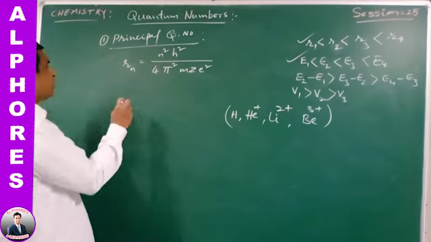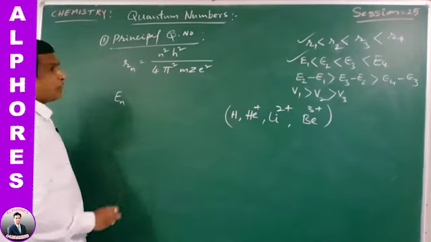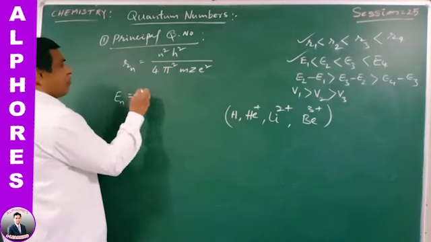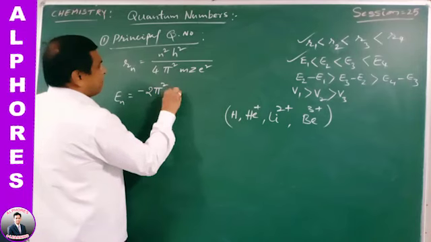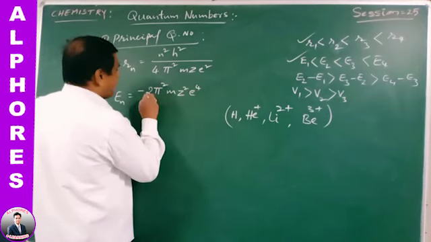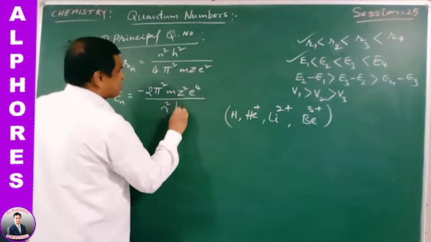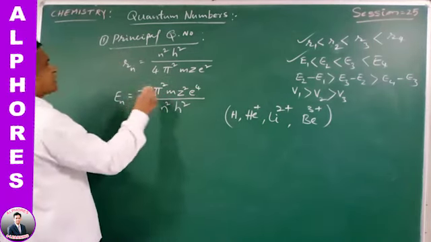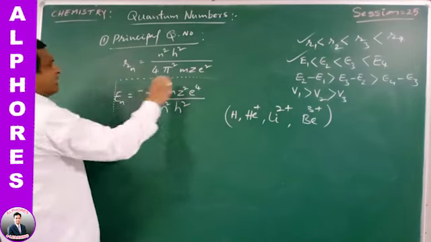Next, Bohr's equation to calculate energy of the electron in the nth orbit is equal to minus 2 pi square m z square e to the power 4 by n square and h square. Okay, this is Bohr's equation to calculate energy of the electron.